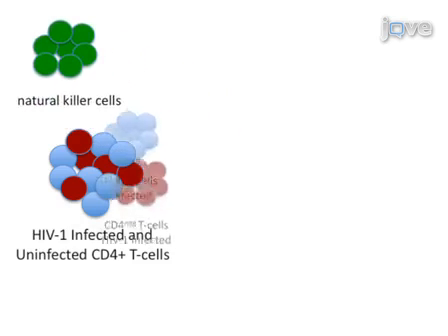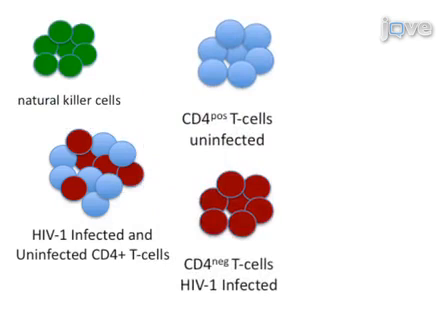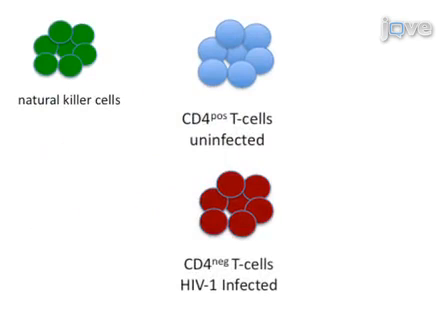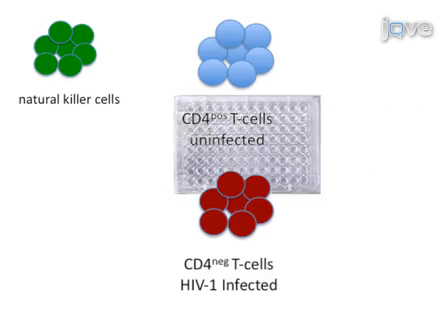Next, uninfected CD4 positive T cells are isolated away from the infected cells. Finally, the infected cells and the NK cells are used as targets and effectors respectively in one of two assays to assess NK cell cytotoxicity.